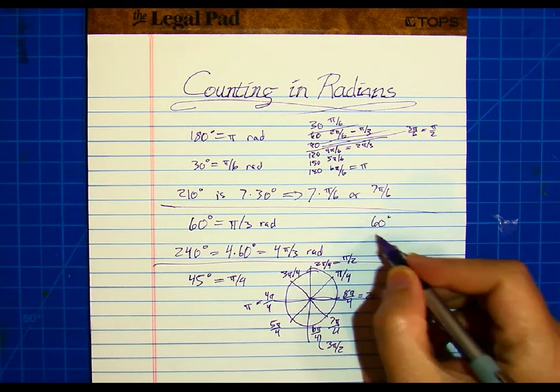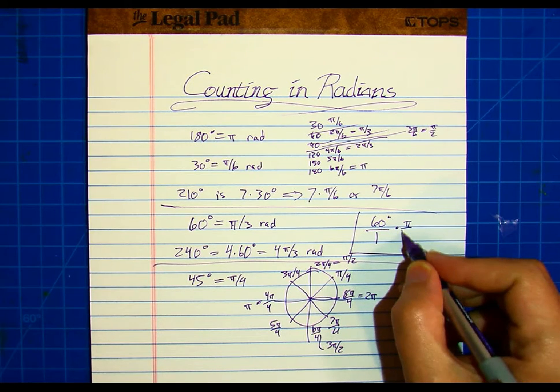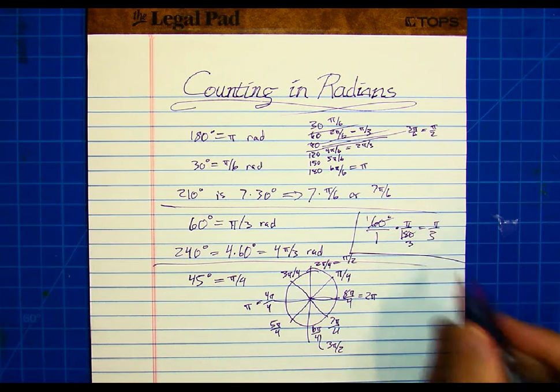60 degrees times 1 to radians, you just multiply by pi over 180. Do the math, 1 over 3, you get pi over 3. Do that as much as you need to.